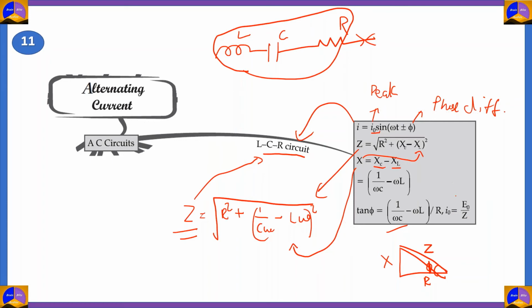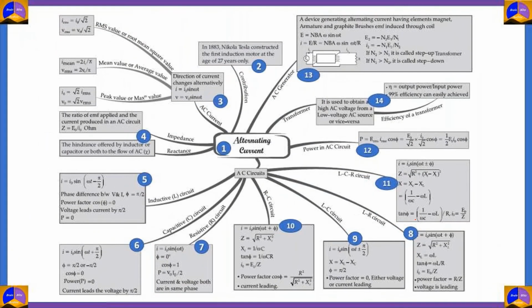And so to find the peak current, we again use the same formula. We find the peak voltage and divide it by the impedance. So now we get E naught divided by the root of R square plus 1 by C omega minus L omega, the whole square, and then we do a whole root of the total denominator. So that is all about the LCR series circuit.